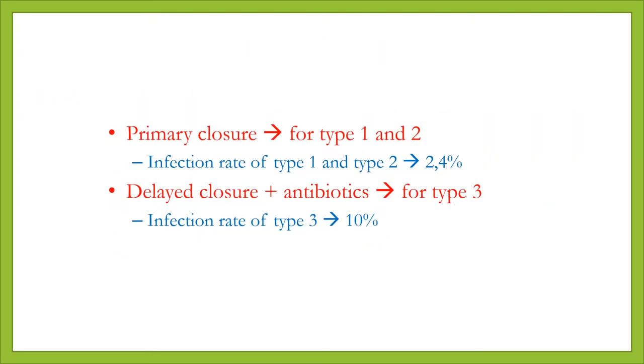Primary closure for type 1 and 2. Infection rate of type 1 and 2 is 2.4%. Delayed closure and antibiotics for type 3. Infection rate of type 3 is 10%.